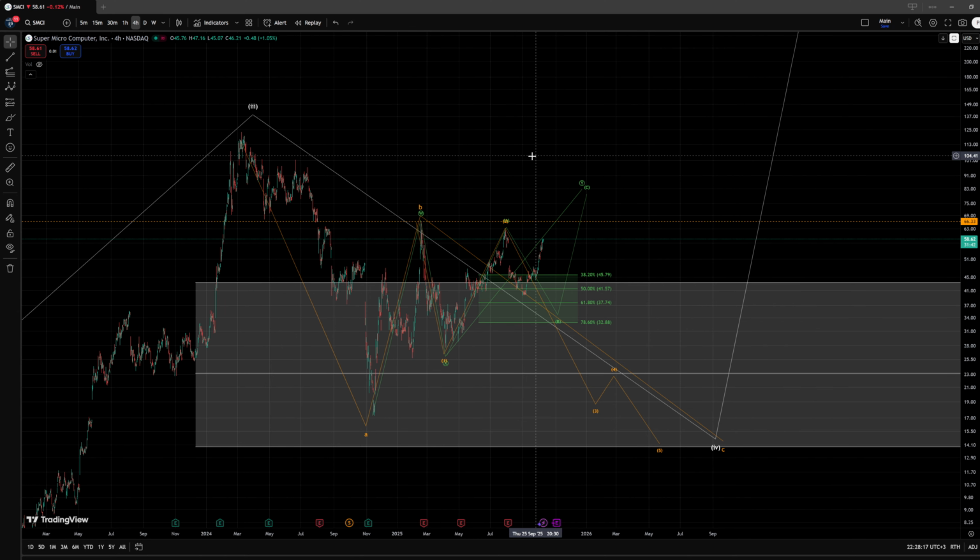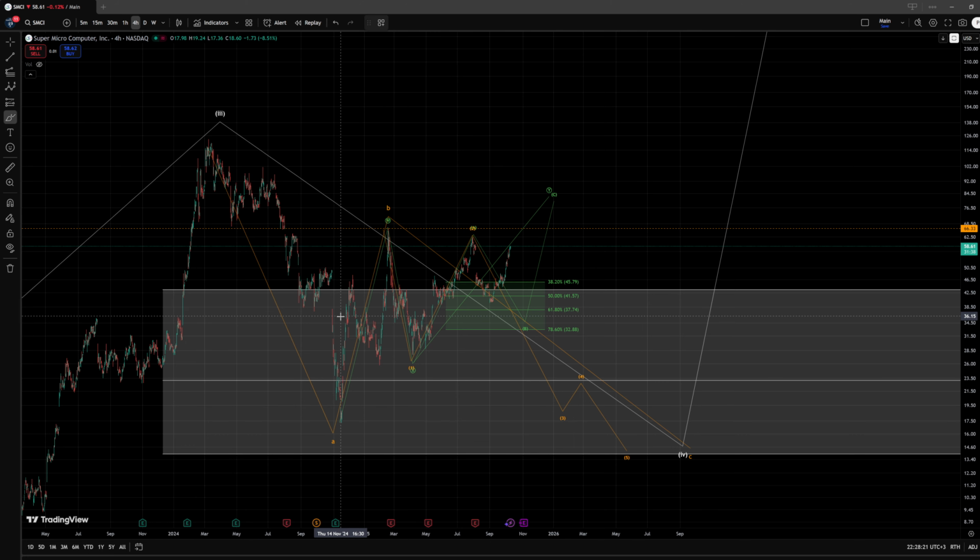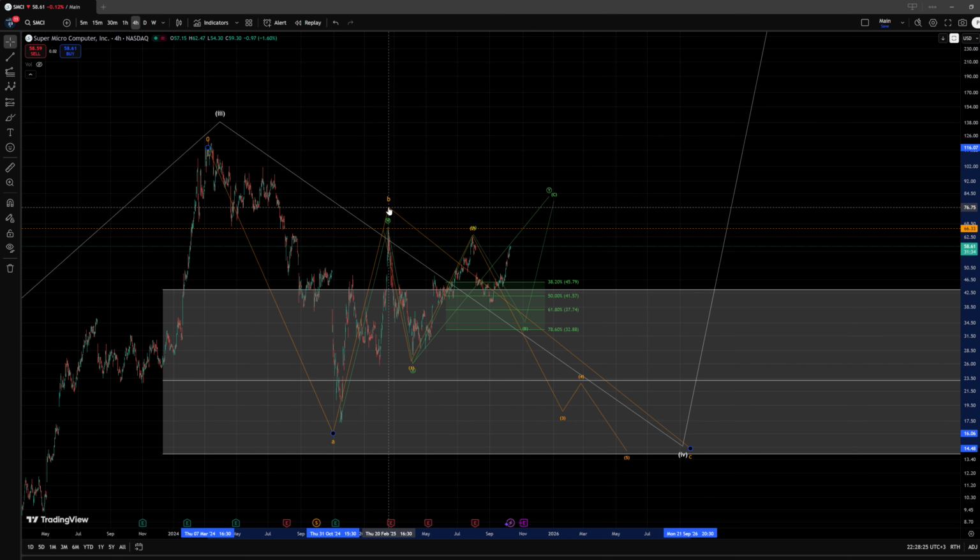Now, if we manage to break above this wave B top, it would be a first good sign, but that would not necessarily invalidate the orange scenario.